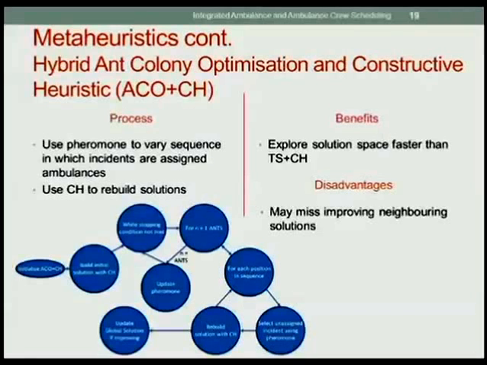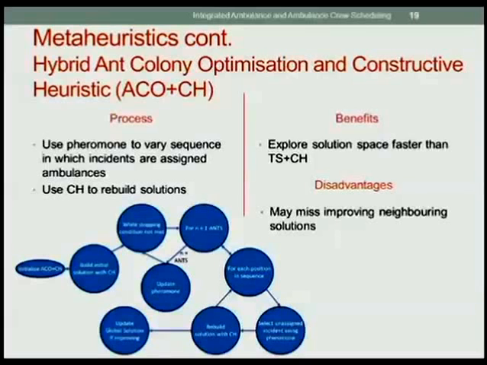A possible disadvantage, which I would like to explore a bit more, is that I may miss an improving solution that is only swapping two jobs that a tabu search might have picked up. So one of the things for future work that I've identified is to try and create a hyper heuristic that has ant colony optimization and then uses tabu search to refine it at the end. So that's something I'm interested in doing.